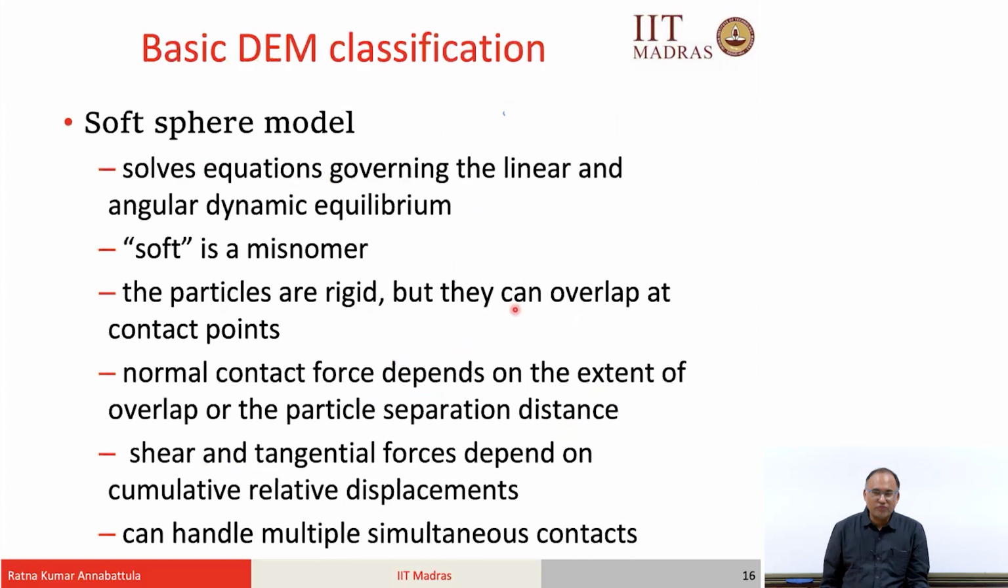Now, coming to the soft sphere model, here what we do is we solve equations governing both linear and angular dynamic equilibrium, right. Here please keep in mind that soft is a misnomer. Soft does not mean that we are accounting for shape change of the particle. We do not account for shape change of the particle. The particles remain spherical and of the same size, they do not change their shape, yes. So, you have to have very small delta t.